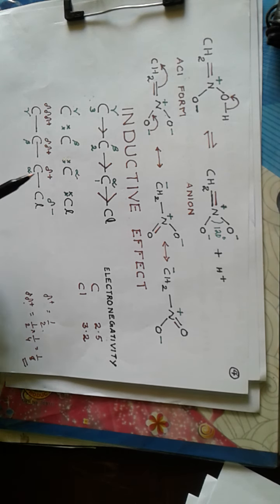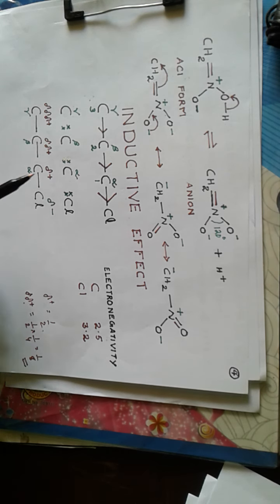As the chain length increases, the magnitude of positive charge carried by the carbon atom decreases to such a low value that we can neglect the positive charge over the other carbon connected to gamma carbon. So beyond gamma carbon, the effect of this electron withdrawing character or electron shift may be neglected.